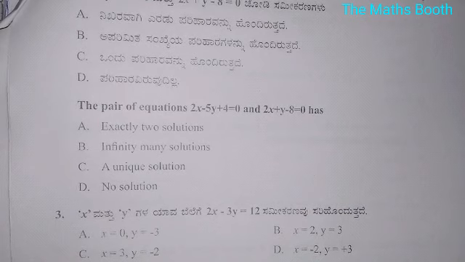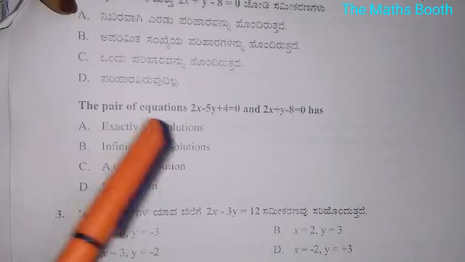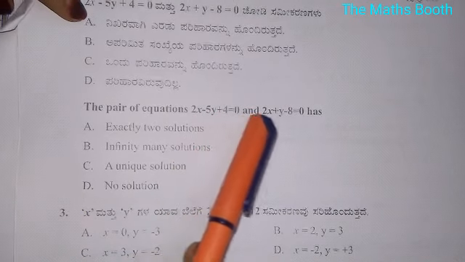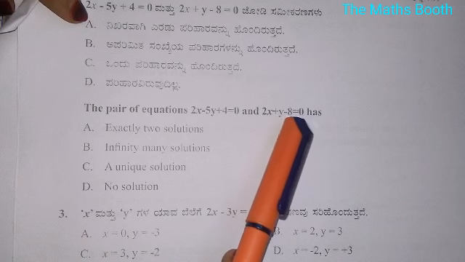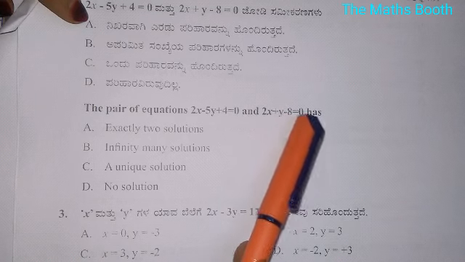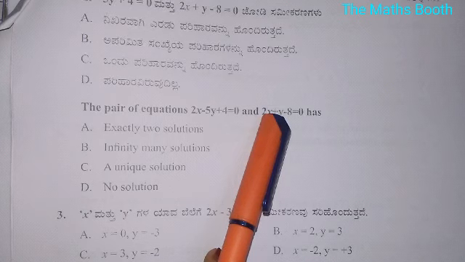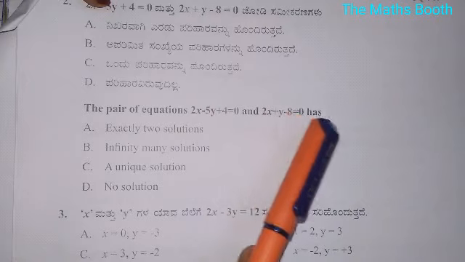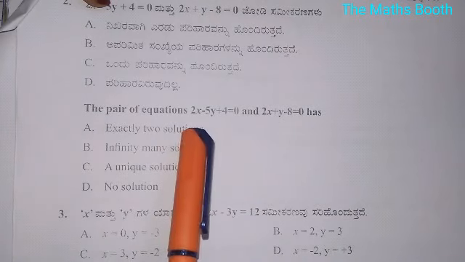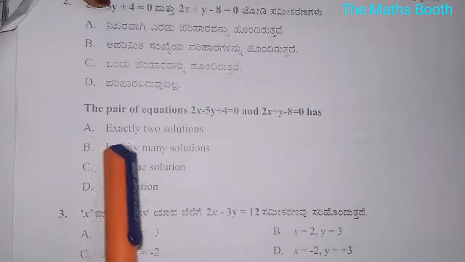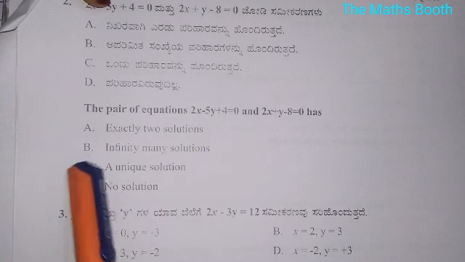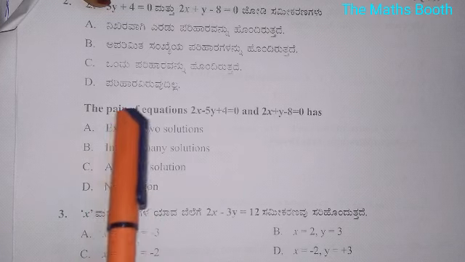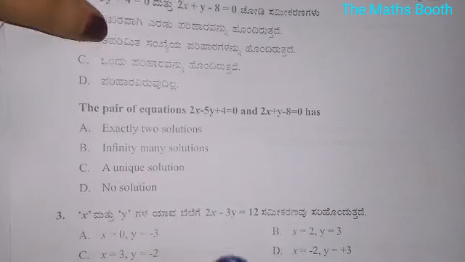Second question is, the pair of equations 2x minus 5y plus 4 equal to 0 and 2x plus y minus 8 equal to 0 has. Here in the previous question a parallel condition was given. Here the pair of linear equations has A, exactly 2 solutions, B, infinitely many solutions, C, a unique solution, and D, no solution. And we know the conditions. So let us start solving here.